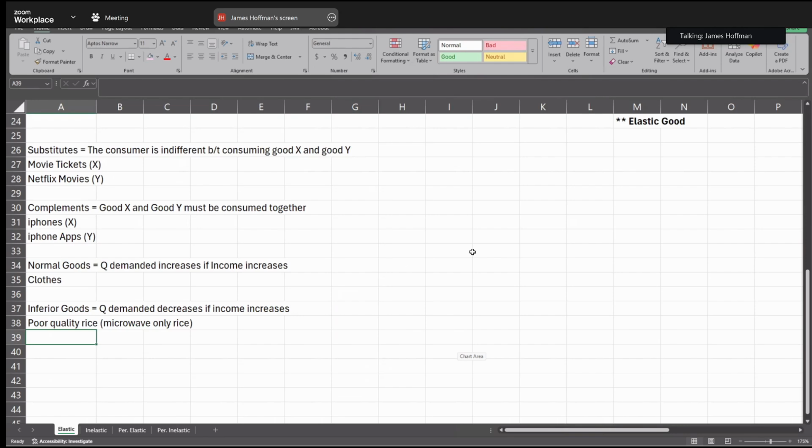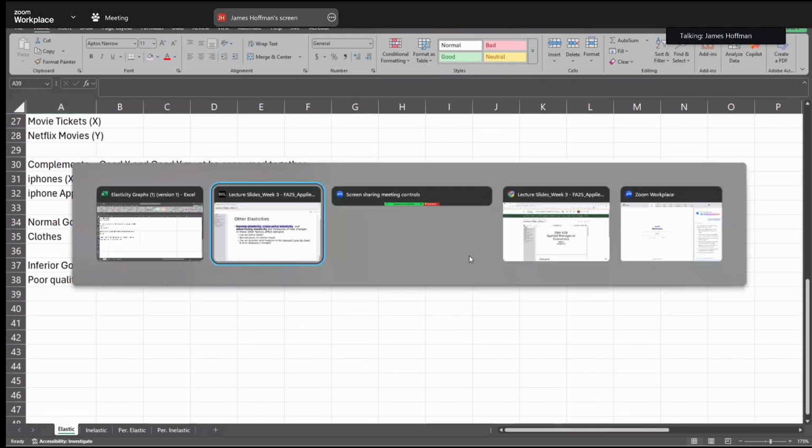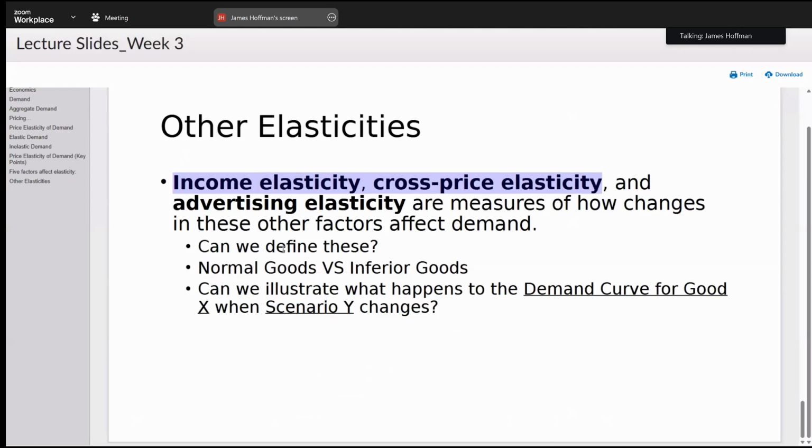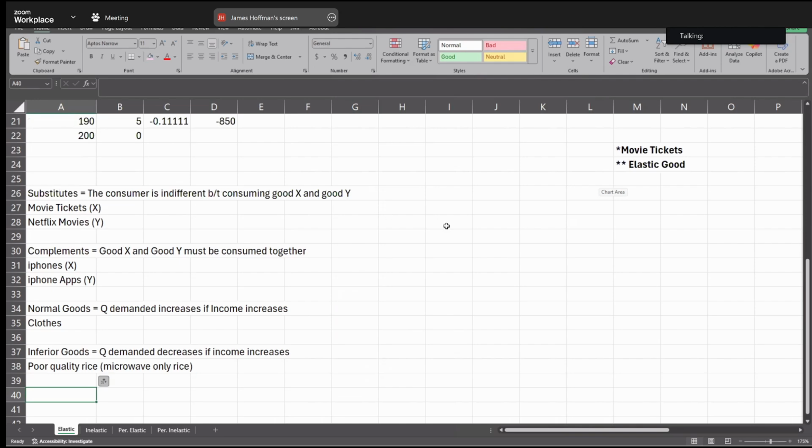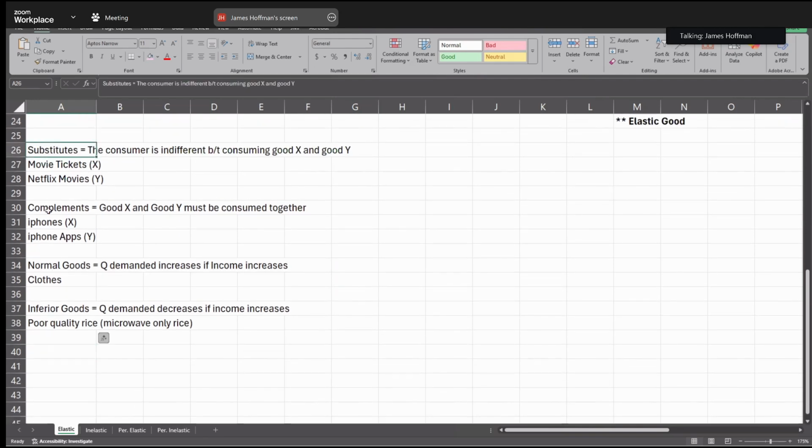Okay, now that we define those, we need to define the types of elasticity that we need to illustrate, which are these two. Income elasticity and cross price elasticity. So substitutes, complements, normal goods, inferior goods. Let's do cross price elasticity.